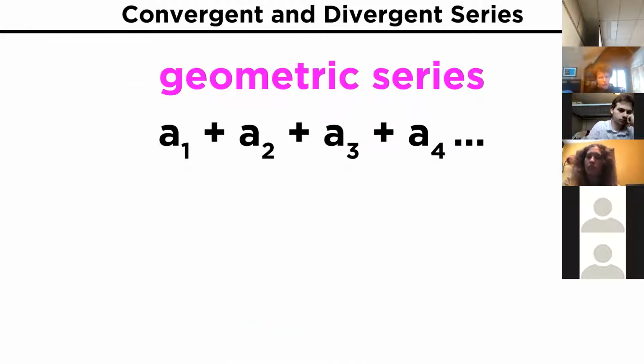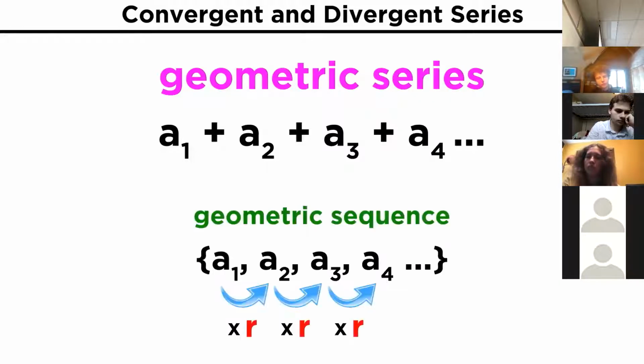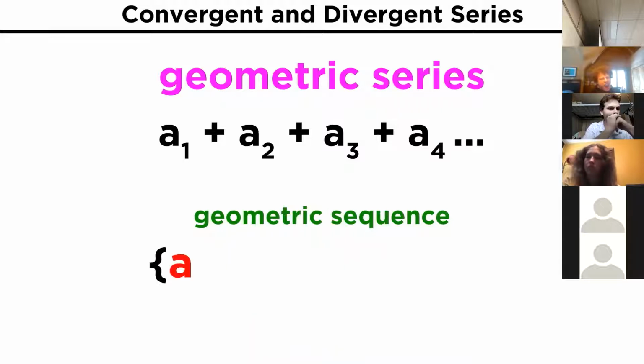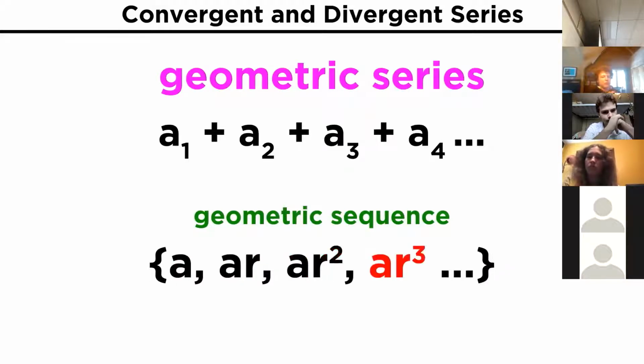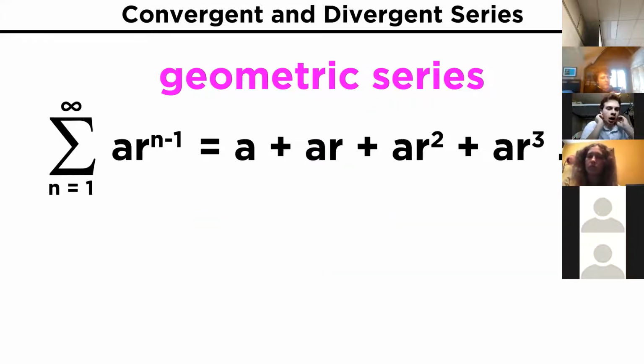Different types of series will have different requirements for convergence. Take this generalized geometric series. If we recall the definition of a geometric sequence, it is one in which you multiply each term by some constant to get the next one. So starting with A, we get AR, then ARR, or AR squared, then AR cubed, and so forth. So a geometric series is just the sum of these terms, or the sum of A times R to the n minus 1.